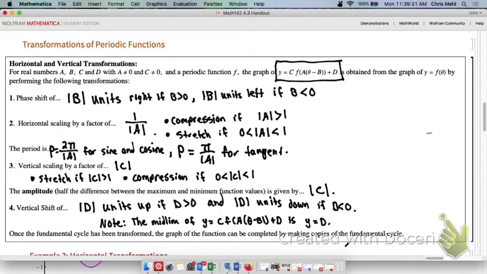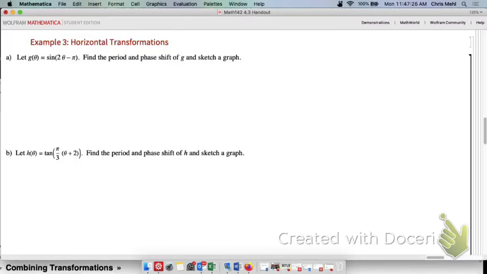And then, like I said, once the fundamental cycle has been transformed, the graph of the resulting function can be completed by making copies of the fundamental cycle. So let's see a couple examples and see how this works. Okay, so here's a couple examples where we have horizontal transformations.